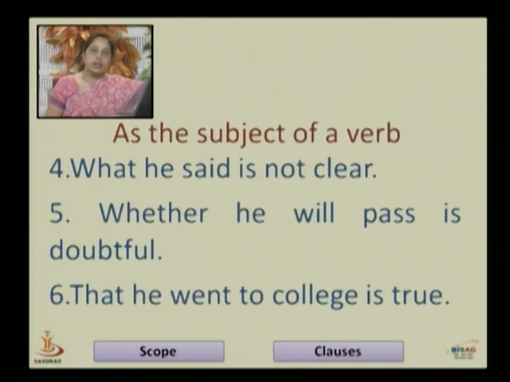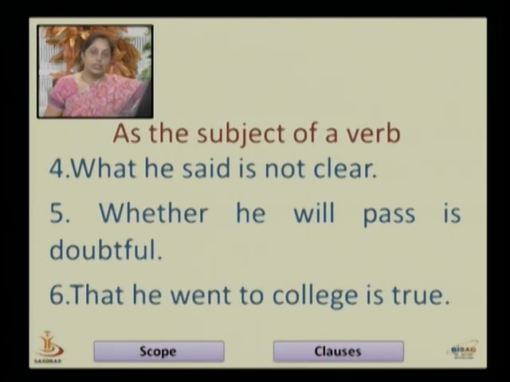What he said is not clear. Here what he said is the subject of the verb. Again, we will see some more examples so it will be more clear. Whether he will pass is doubtful. Whether he will pass is a noun clause and functions as a subject of is doubtful.